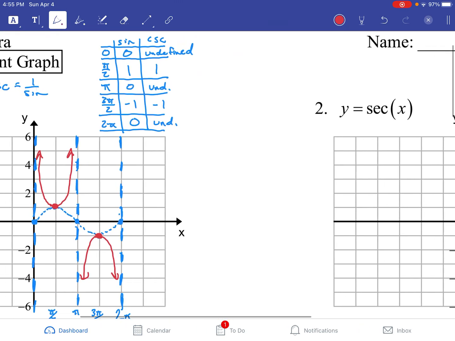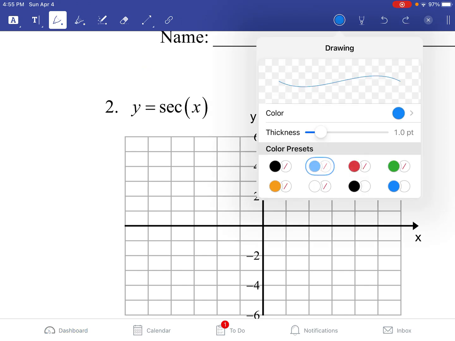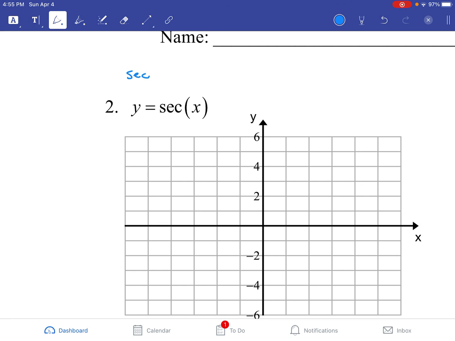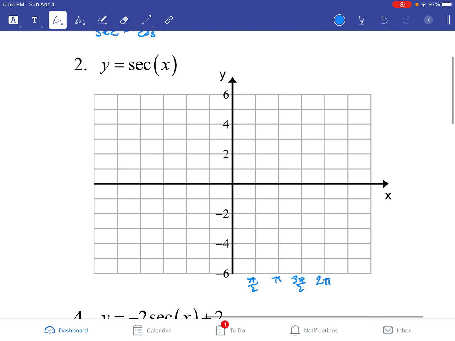All right, let's look at the secant function. Now secant, let's go back to blue. Secant is equal to 1 over cosine. So let's graph the cosine function first. So again, we start with our period and interval. So we have 2 pi, pi, pi over 2, and 3 pi over 2. So the cosine function begins at 1, goes down to 0, to -1, to 0, and then to +1.